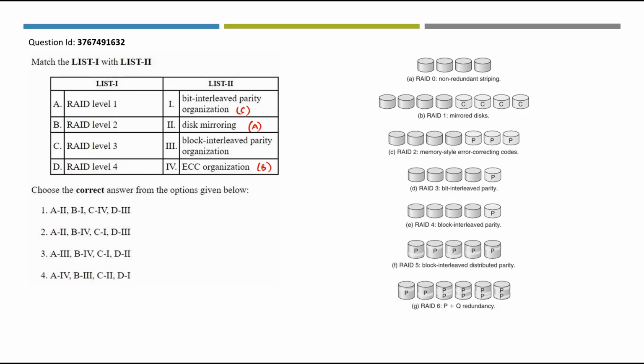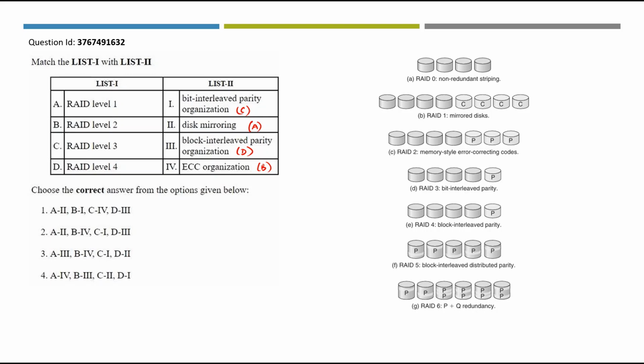RAID level 4 is block interleaved parity. D will be mapping to 3, block interleaved parity organization. RAID level 5 will be block interleaved distributed parity, and RAID level 6 will be P plus Q redundancy. This has been a repeated question in a few of the previous year question papers.